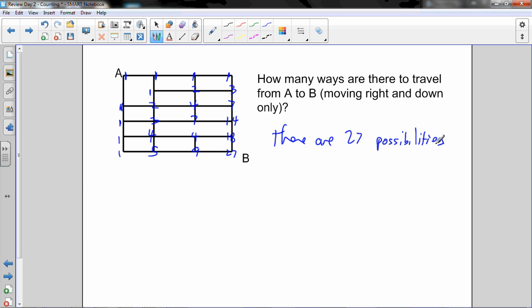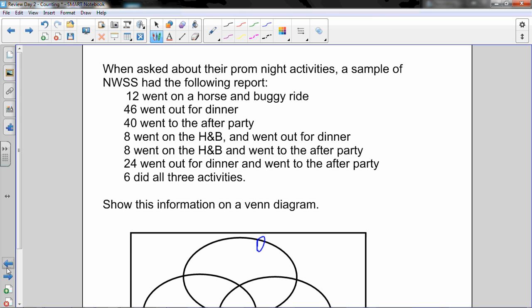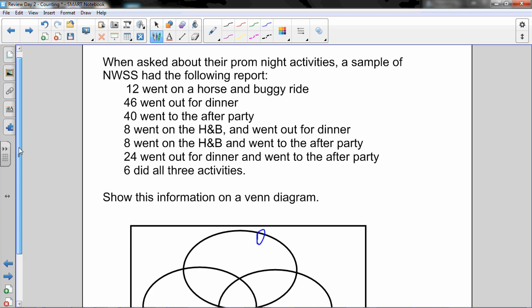Pascal's triangle. Not a huge thing, but worth brushing up on, isn't it? The next one, typical exam question again. These Venn diagrams with 3 sets. When asked about the prom night activities, a sample of NWSS had the following report. So this is after prom. This is all what everyone did.